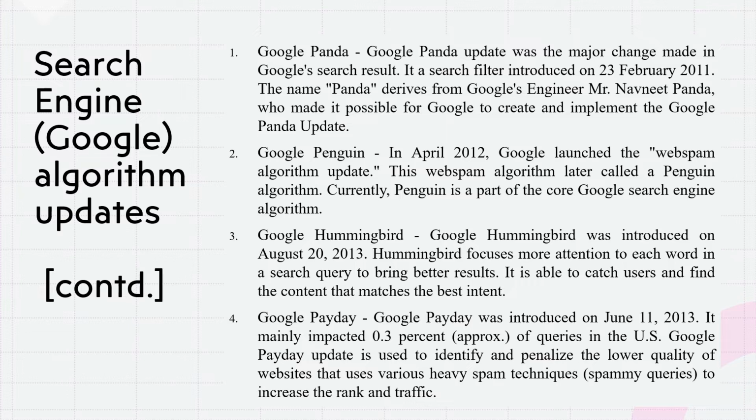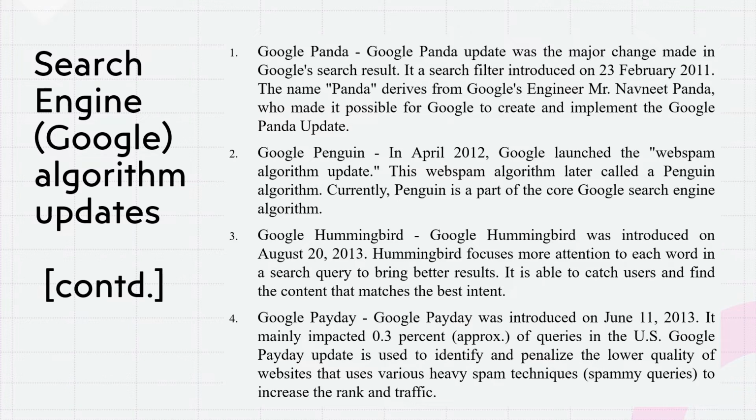Third is Google Hummingbird. Google Hummingbird was introduced on August 20, 2013. Hummingbird pays more attention to each word in a search query to bring better results. It is able to catch users' intent and find the content that matches best. The advantage of the Hummingbird update is that it provides fast, accurate, and semantic results.